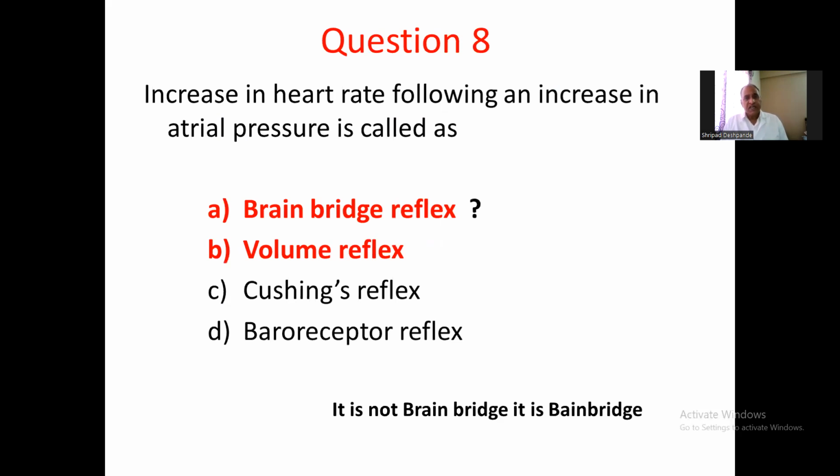Both may be correct. A Bainbridge reflex is not correct. It is not Bainbridge reflex. Bainbridge reflex is not a correct response. Hence, I would not give it as a correct response. B, volume reflex. Volume reflex, okay, it may be considered because it increases the atrial volume and produces the atrial stretch. So therefore, it has two options. The responses are confusing. This can be disputed.